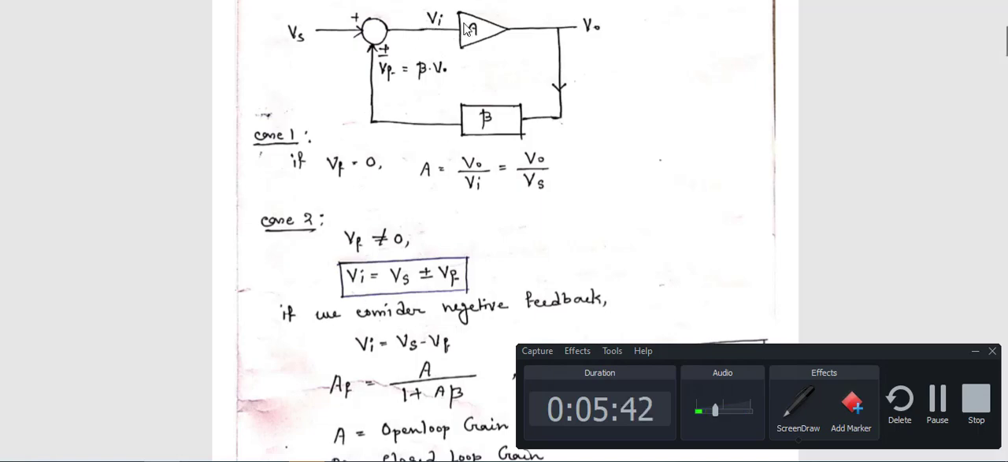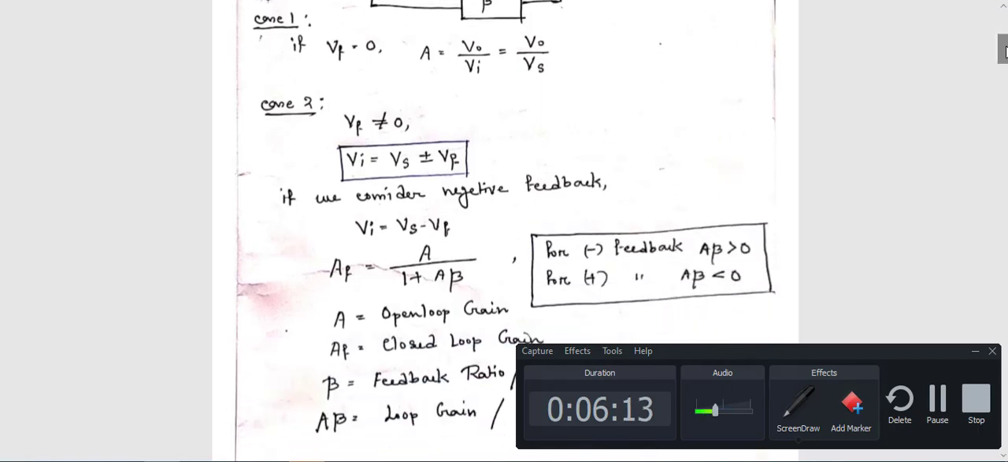If you want to calculate the value of Vi, first you have to check which feedback is used, positive or negative. That means Vi is equal to Vs plus or minus Vf. Now here we consider that this is negative feedback, so Vi is equal to Vs minus Vf. I have already elaborated all of this in my previous lecture.